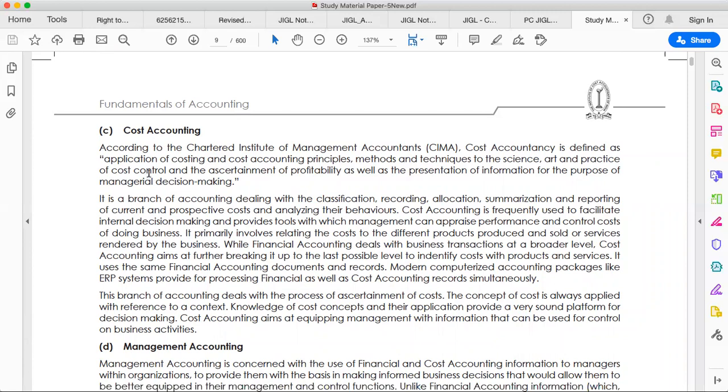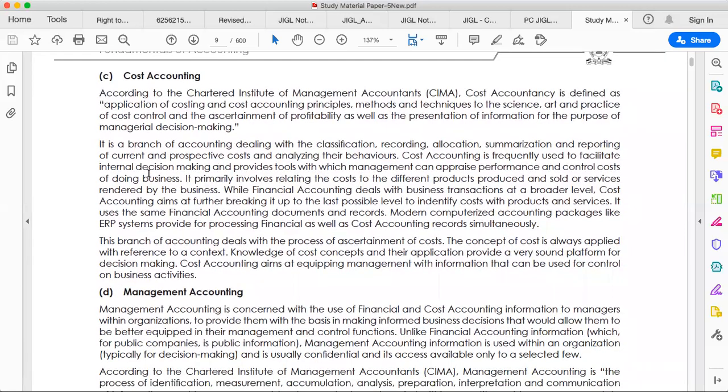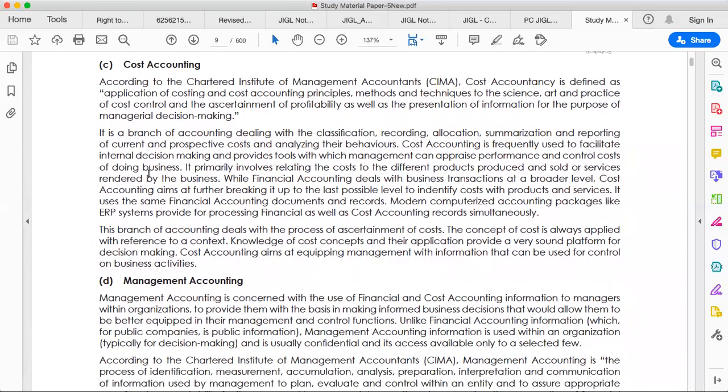So obviously, everybody will try to minimize their cost. So they say you practice the cost control and ascertain whether there is profit or loss by presentation of information to the management. Why? For some decision making, whether you want to increase the production of this particular product, or you want to discontinue the product, or you want to change some selling price, increase, decrease, or anything. Okay, so it is a branch of accounting dealing with the classification, recording, allocation, summarization, and reporting of current and prospective cost and analyzing their behaviors.